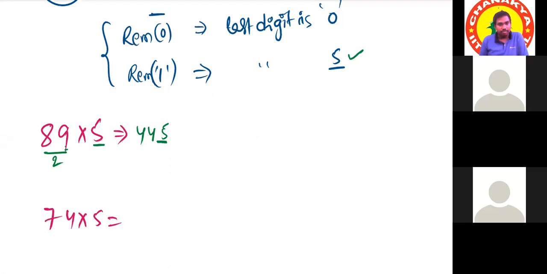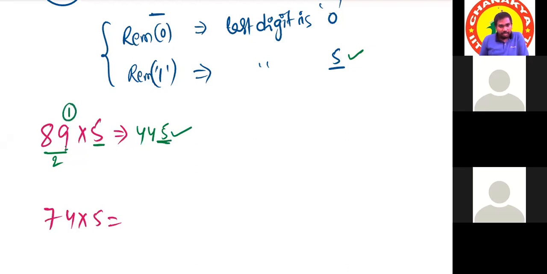If the remainder is 0, simply put the last digit 0. If the remainder is 1, put the last digit 5. That's all. Sir, I did not know. I thought we should do the division of that half again. No need to do. Simply, if the remainder is 1, put the last digit 5.